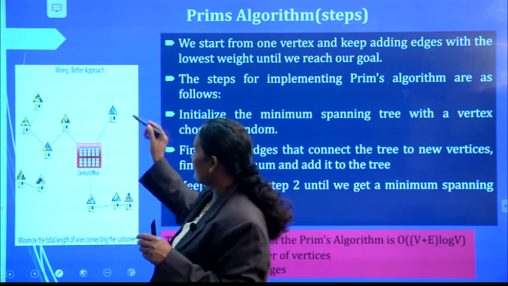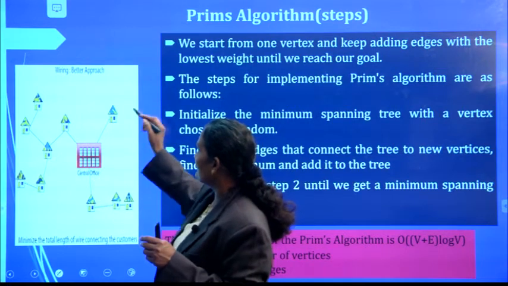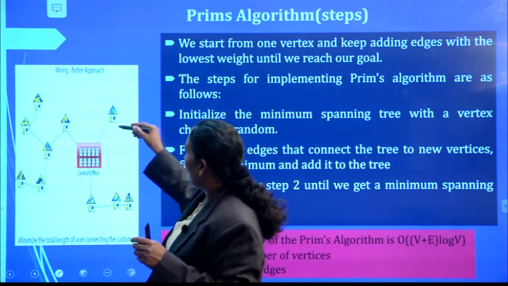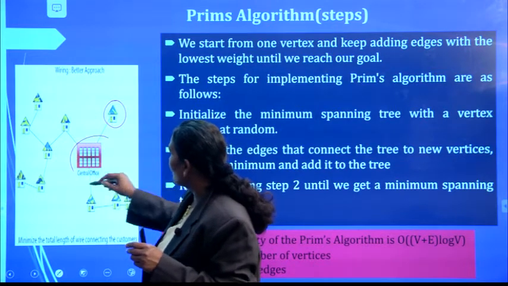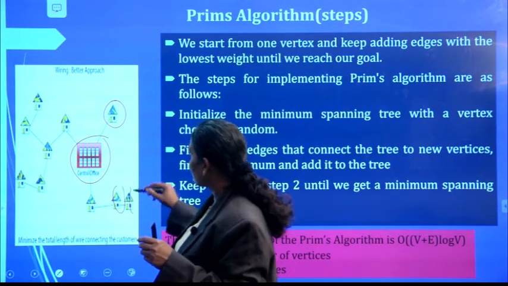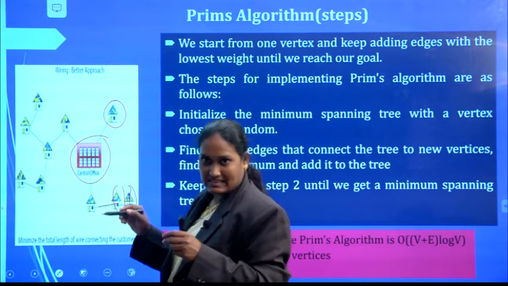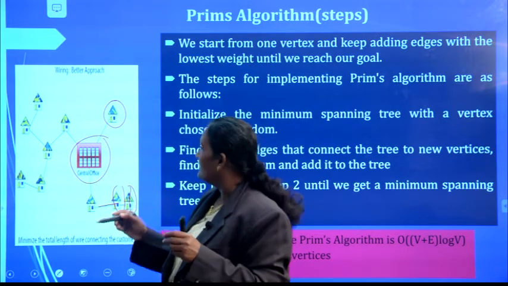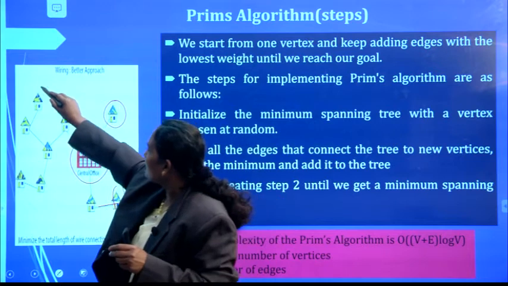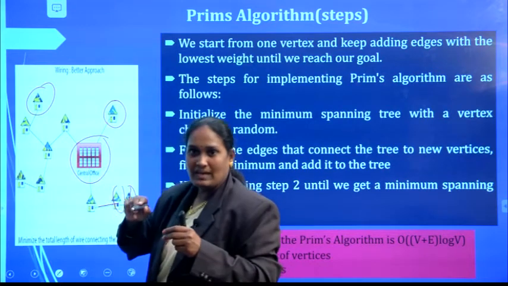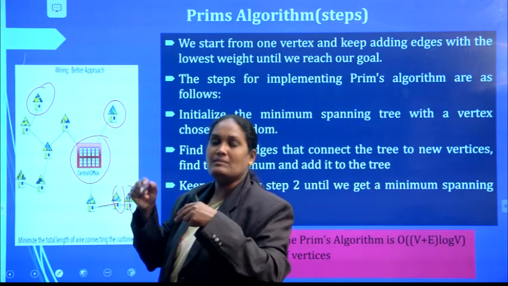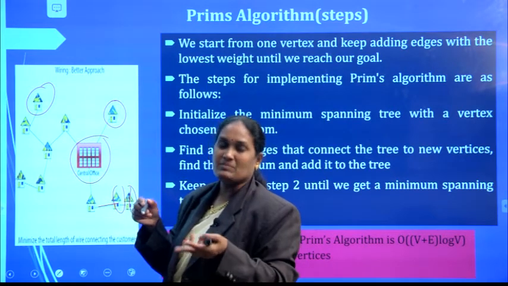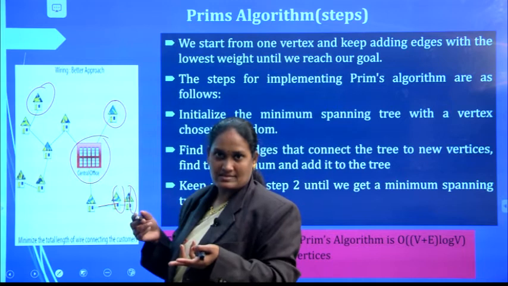Suppose we consider this is the given graph. All these are the various nodes, the various vertices, and these are the edges. Now first we randomly pick one vertex. From that vertex we need to find the minimum cost edges.